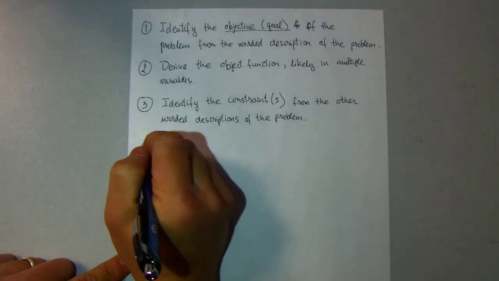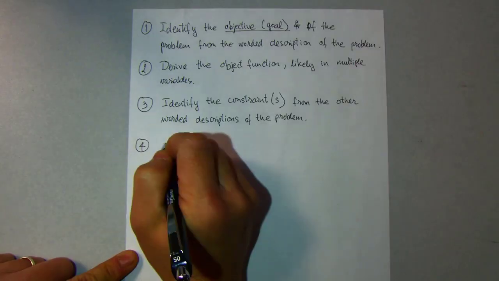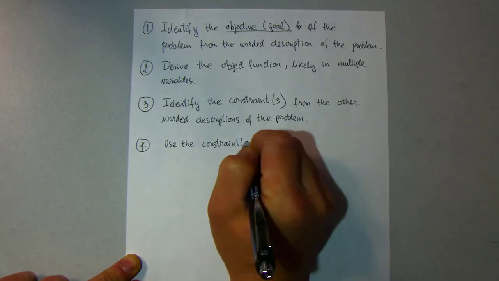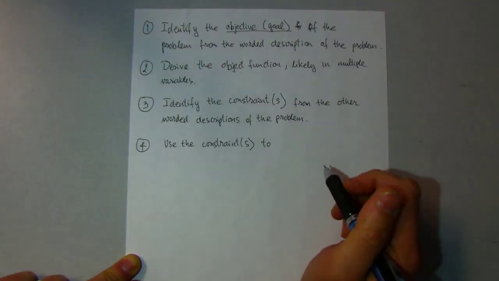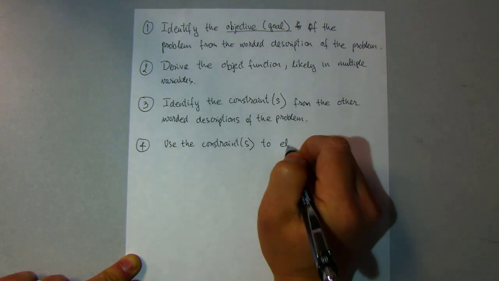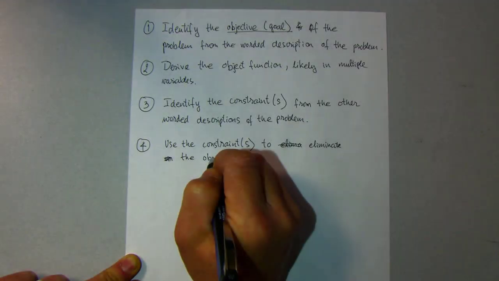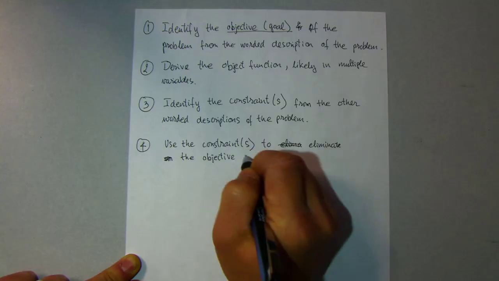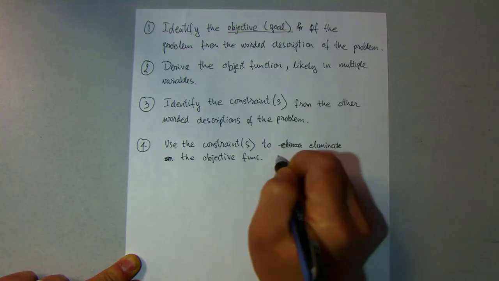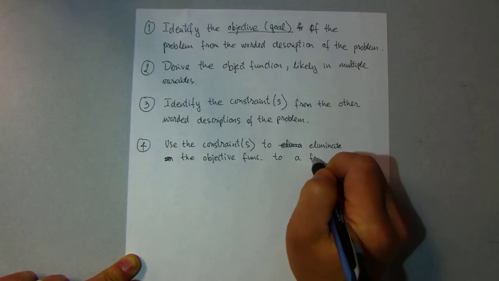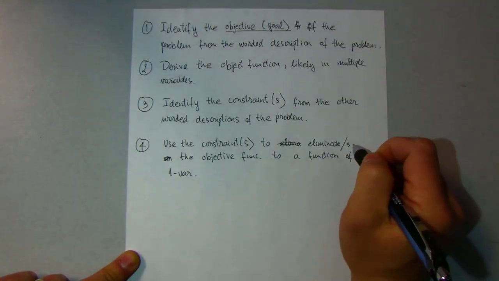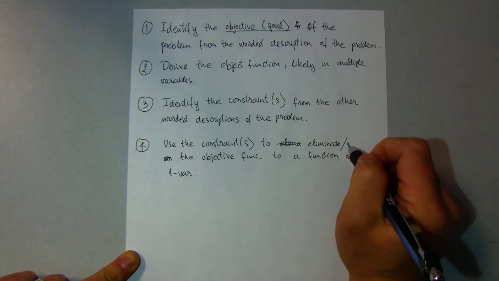The next step here, use the constraint, or multiple constraints. The main goal here is to eliminate the objective function to a function of one variable. Eliminate is probably not a good word, but how about to reduce?